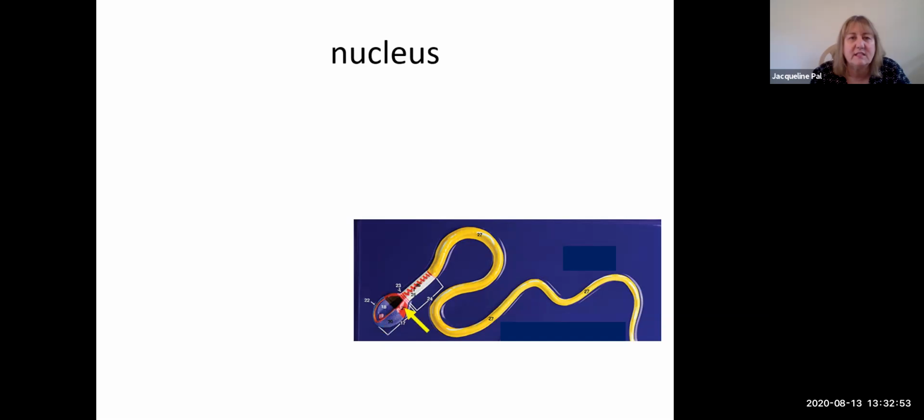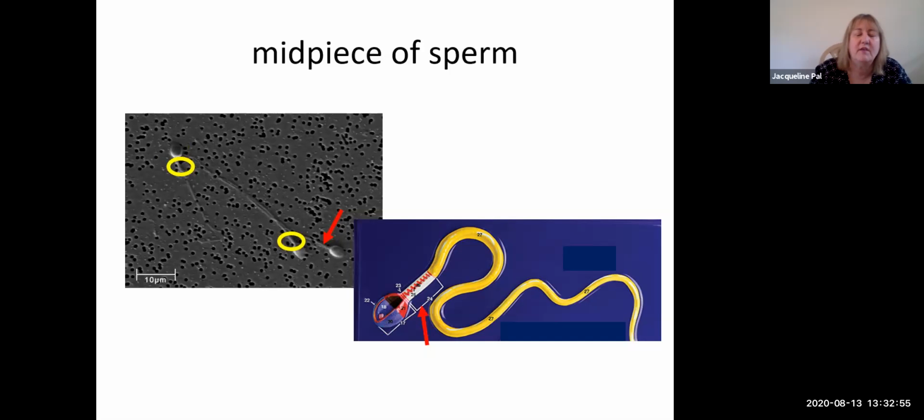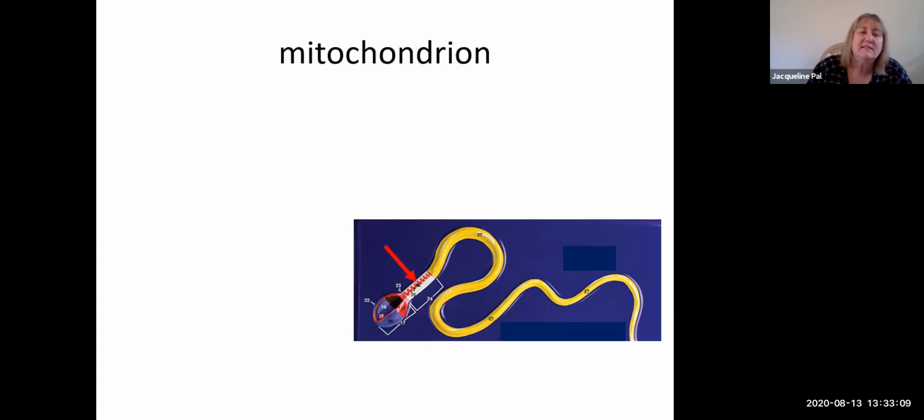From there, the next portion of the sperm is a thicker part, which is known as the mid-piece of the sperm. And there's a few structures in there, but the only one we're going to talk about, the only one that you can see on the model, is that the mid-piece of the sperm is chock full of mitochondria. So each one of these little red structures in the mid-piece of the sperm is meant to represent a mitochondria.